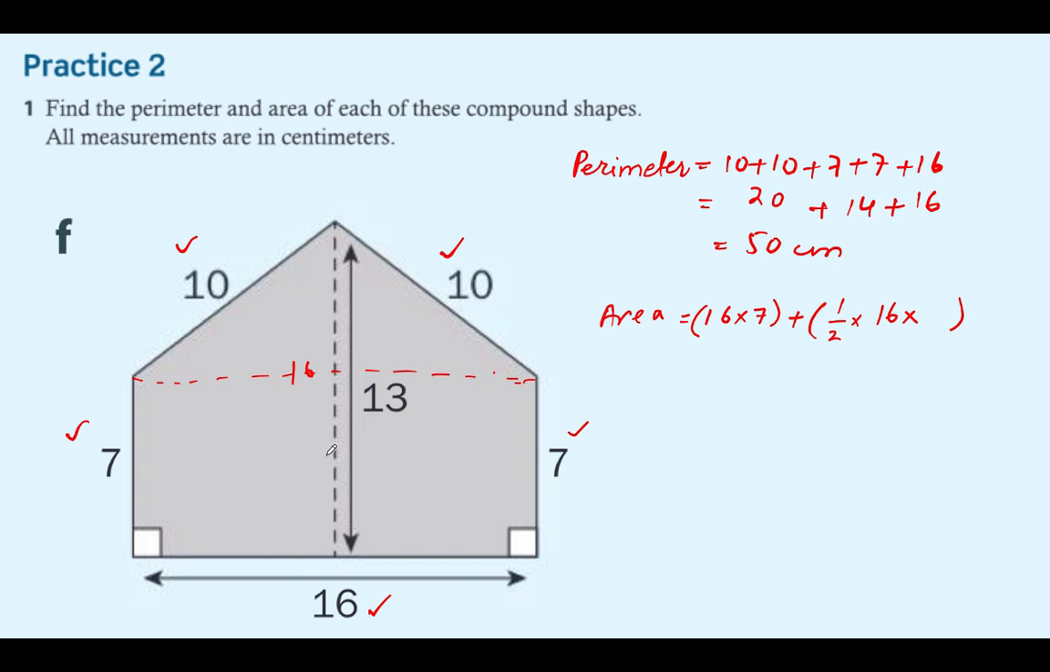For height, the total height of this whole shape is 13, in which 7 is the height of rectangle. So the remaining part of height will be 13 minus 7, that is 6 centimeters. So height of this triangle is 6. So when you multiply these, it is 112, plus 8 times 6 is 48. So 112 plus 48 is equal to 160 centimeters squared.